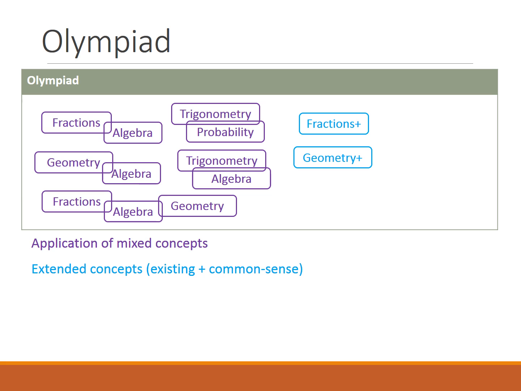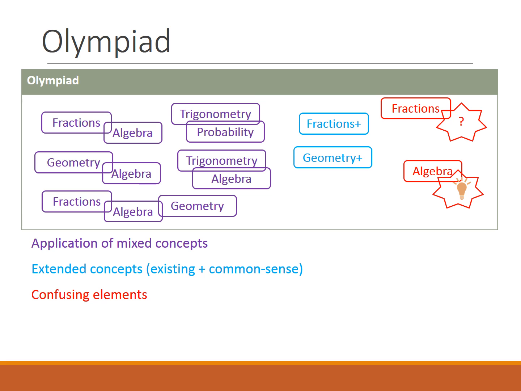Now, the second pattern which comes in Olympiad questions is the use of extended concept. So, what exactly do we mean by extended concept? Extended concept means that the question requires the use of an existing concept plus you have to use your common sense to find out the final answer. So that is basically what we mean by extended concept.